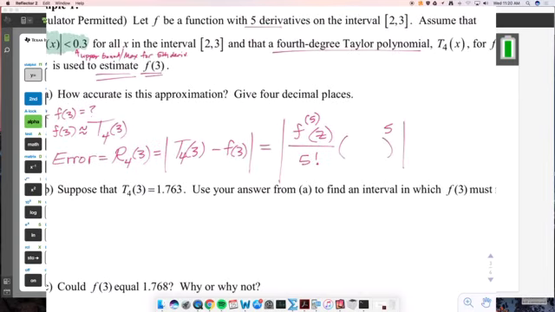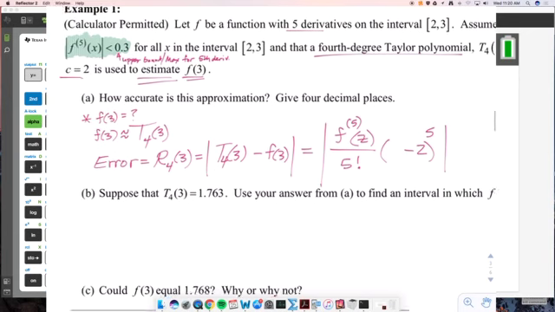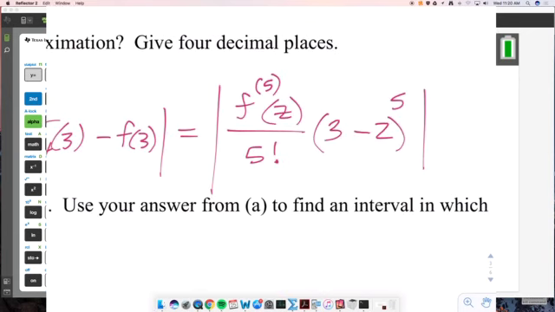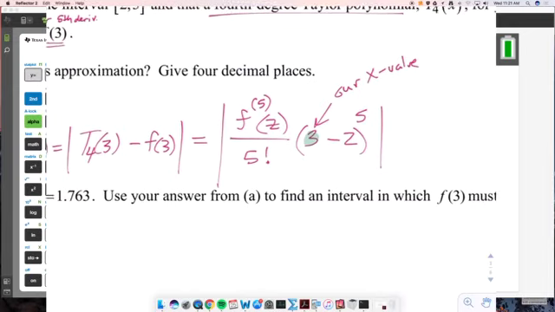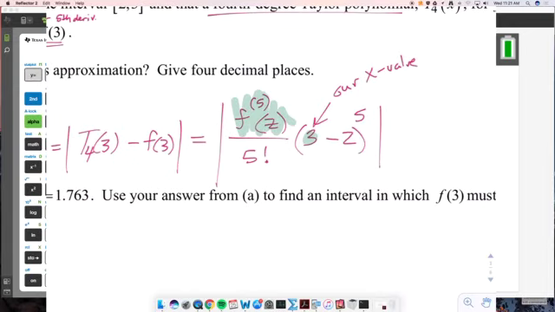Now, our center's at what? 2. And we're evaluating it at 3, so this is our x value. So 2 is the center. Again, it has the same feel that the Taylor terms have. The only difference is we're plugging in a specific value for x. Now here's the deal. We don't know what that is. We don't know what the magical z value is on the interval between 2 and 3 that's going to give us the exact value of the error.